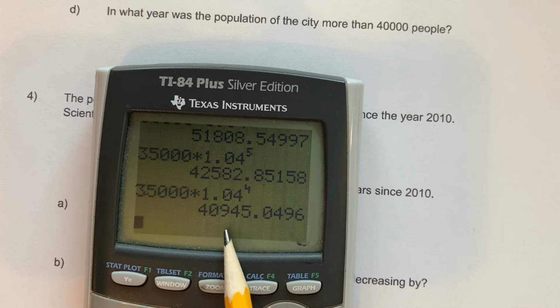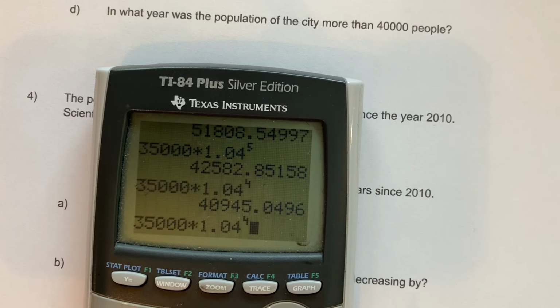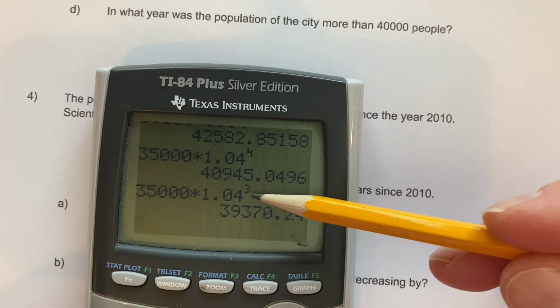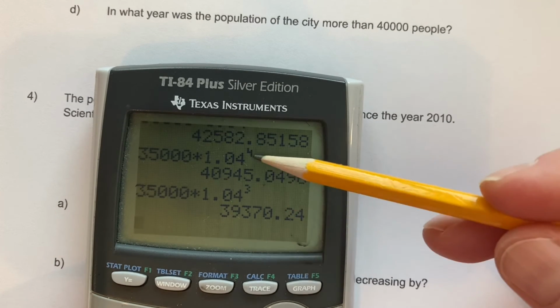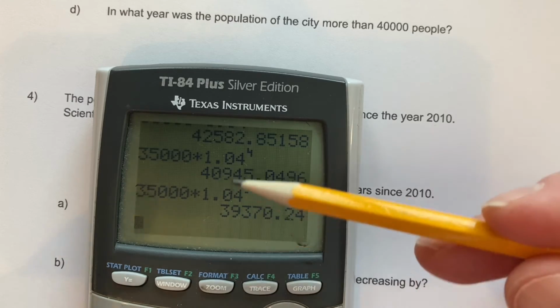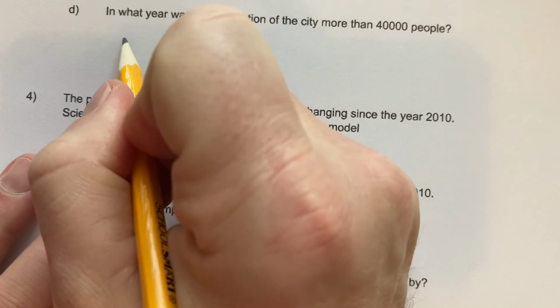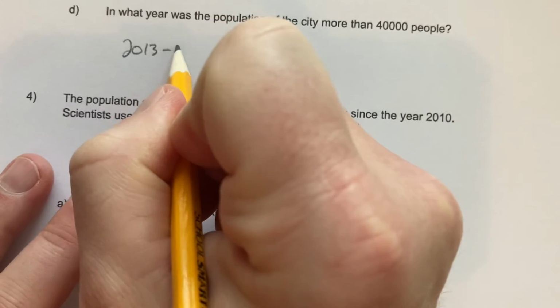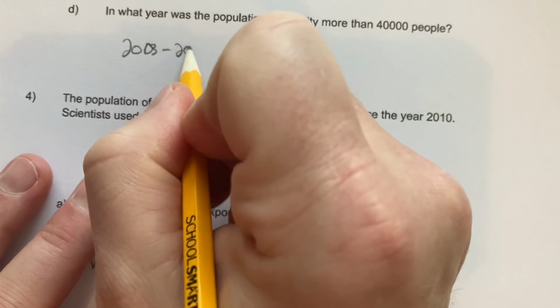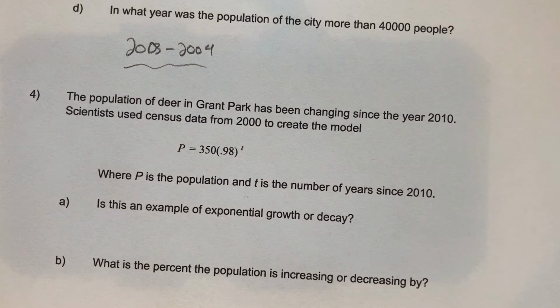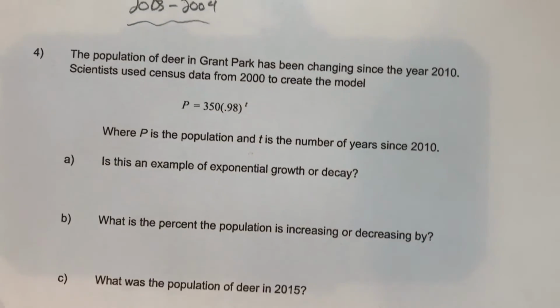All right, 4 years is more than it. And what about 3 years? And 3 years is less. So you can see that between 3 and 4 years, we flipped from less than 40,000 to over 40,000. So in what year was the population of the city more than 40,000? It would have been between 2003 and 2004. Somewhere in that range is when this town jumped over the 40,000 mark. Okay? And it was just through some trial and error. I just kept playing around with numbers until I made it work.